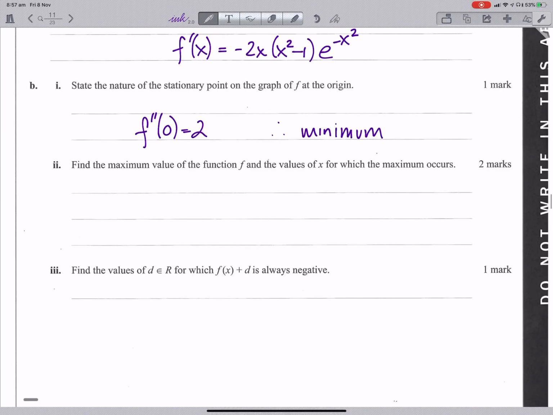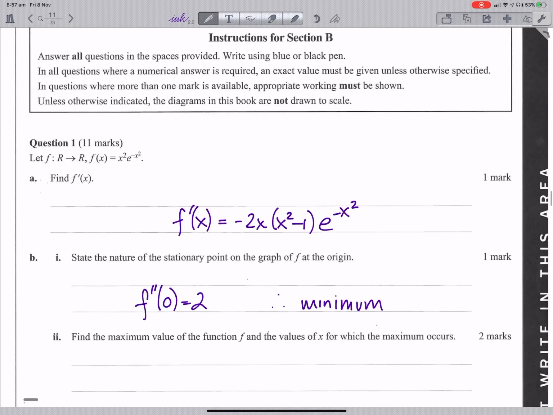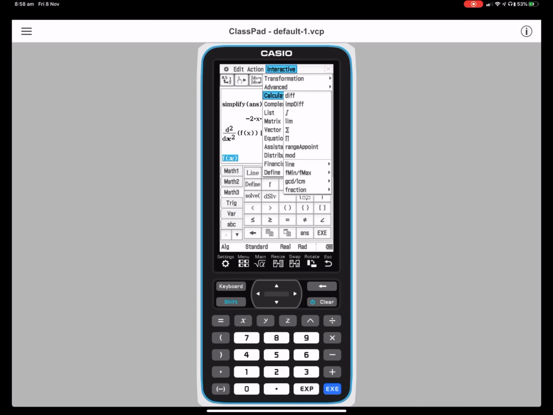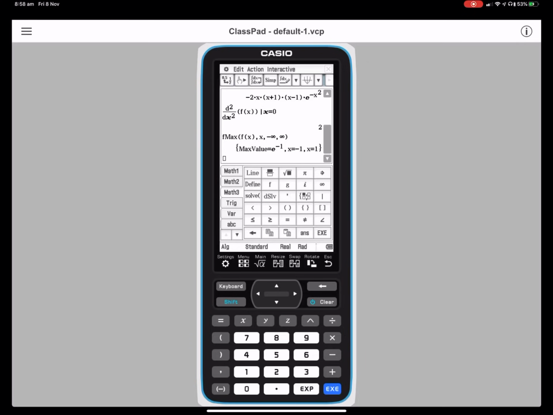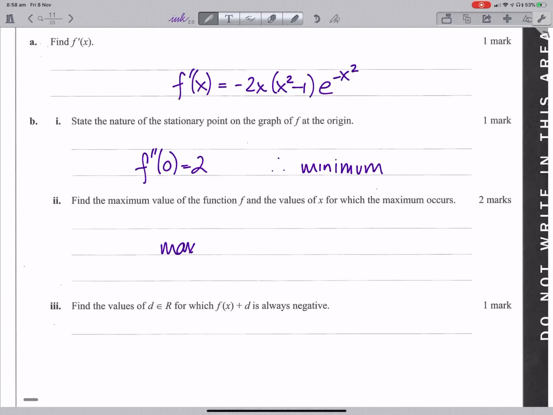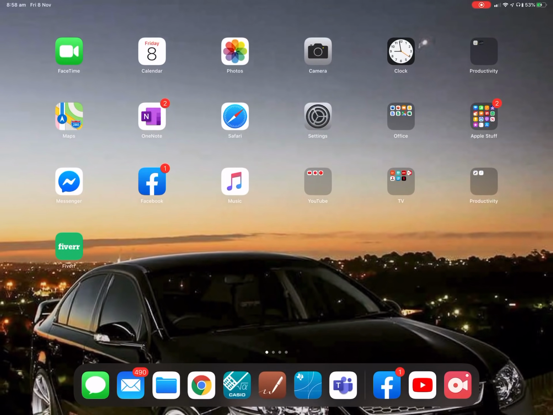Find the maximum value of the function, and the values of x at which the maximum occurs. So this is just pumping stuff into the calc at the moment. I'm pretty sure this is what the whole exam 2 is going to be like. I'll just write it. So we want interactive calculation, max, f max. Okay, the max value is 1 on e, when x equals, was it negative 1 or 1?